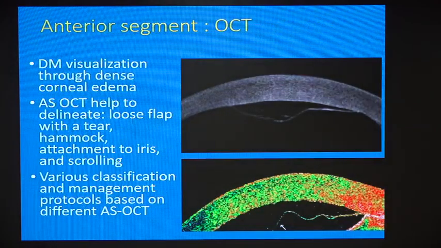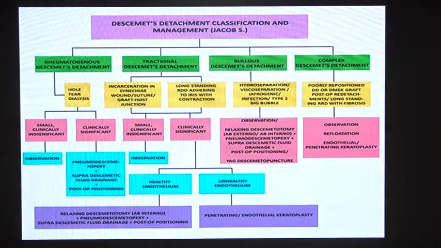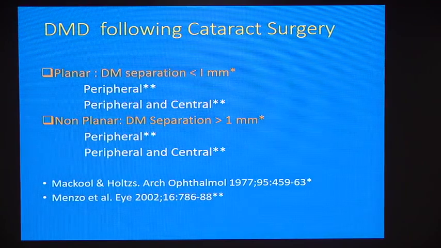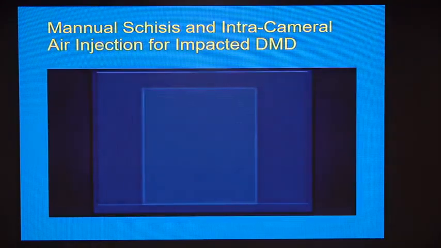Anterior segment OCT is of course very helpful. I will not go into the details of the classification of these Descemet's membrane detachments. Of course, this classification is a little older, but it is very useful because if it is a very small and very peripheral Descemet's detachment, you can always observe it.